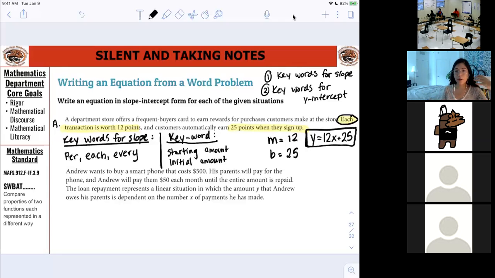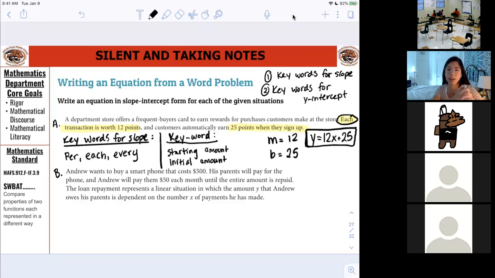So with any type of word problem, those are the steps we're going to take. You're going to read it carefully, identify those keywords, figure out which one's the slope. It's always going to give you two numbers, so you have to identify which is the slope and which is the y-intercept, put it all together and write your equation. So let's do one more together and then I'll have you guys do a couple examples on your own.